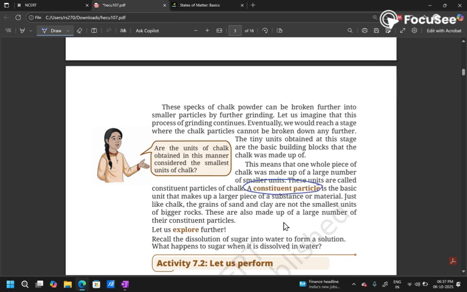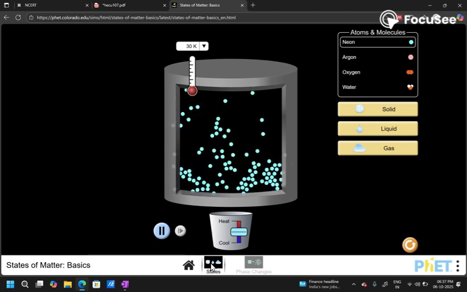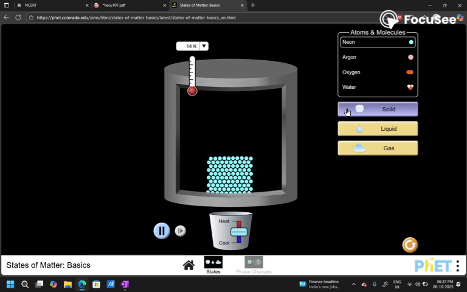Every single matter is made up of constituent particles, and these constituent particles eventually come together to give rise to that state of matter. So for example, if I talk about solids, in solids these constituent particles are very close to each other, and these constituent particles eventually help in forming the substance. So for example, if I have a state of matter here, for example, this is solid. You can see that every single constituent particle can be seen very easily in this representation, in the simulation.